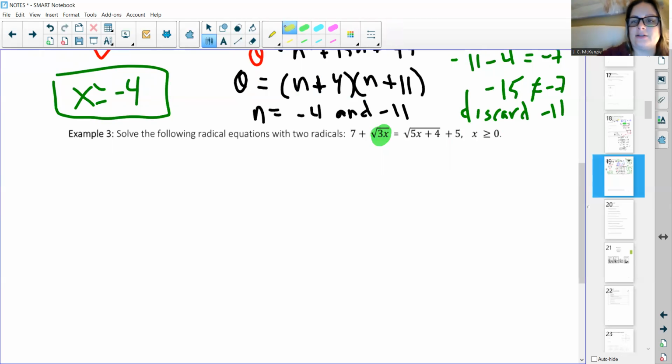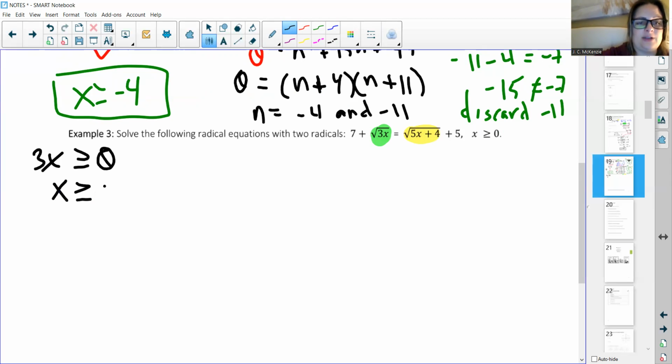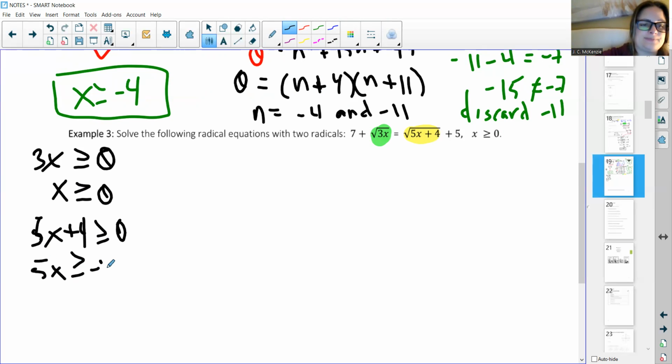And the second radical is this one here. We have to determine the permissible values or the non-permissible values or restricted values. So 3x has to be greater than or equal to 0. So that means that x has to be greater than or equal to 0. And 5x plus 4 has to be greater than or equal to 0. So solving for x, x has to be greater than or equal to -4/5.